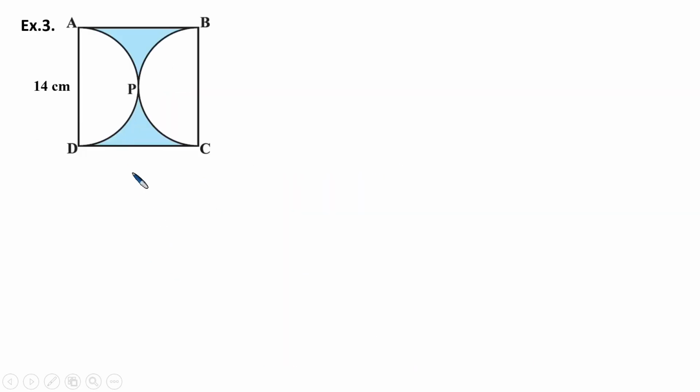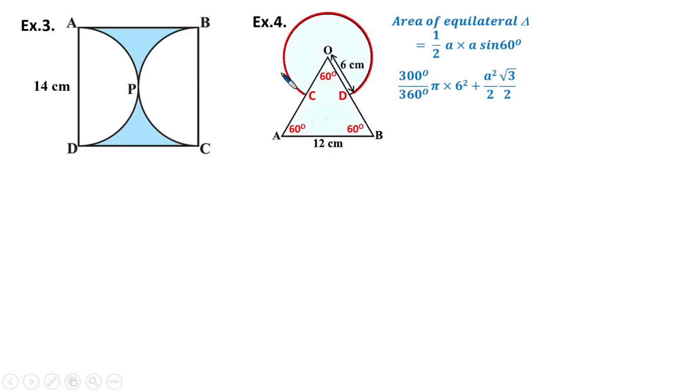Now exercise 3, what is the area of the shaded region? So you find the area of the square and then find the area of this circle. Okay, this is a semicircle, half circle and half circle, one full circle. So the radius is 7 centimeters. So pi r square will be the area of this white region. And the area of the square will be 14 into 14. So 14 square minus the area of the circle, if you do, you will get the area of the shaded region. It's simple.